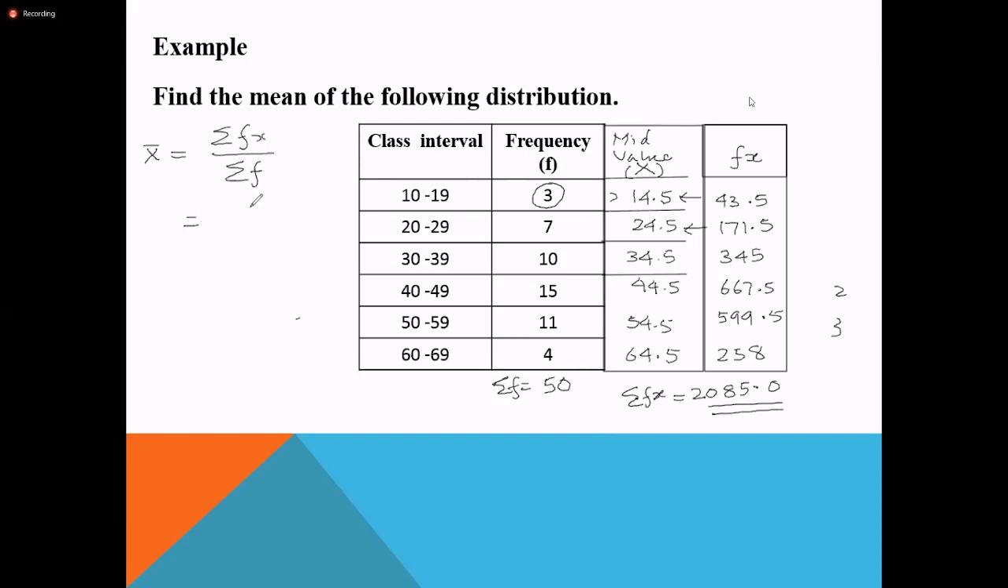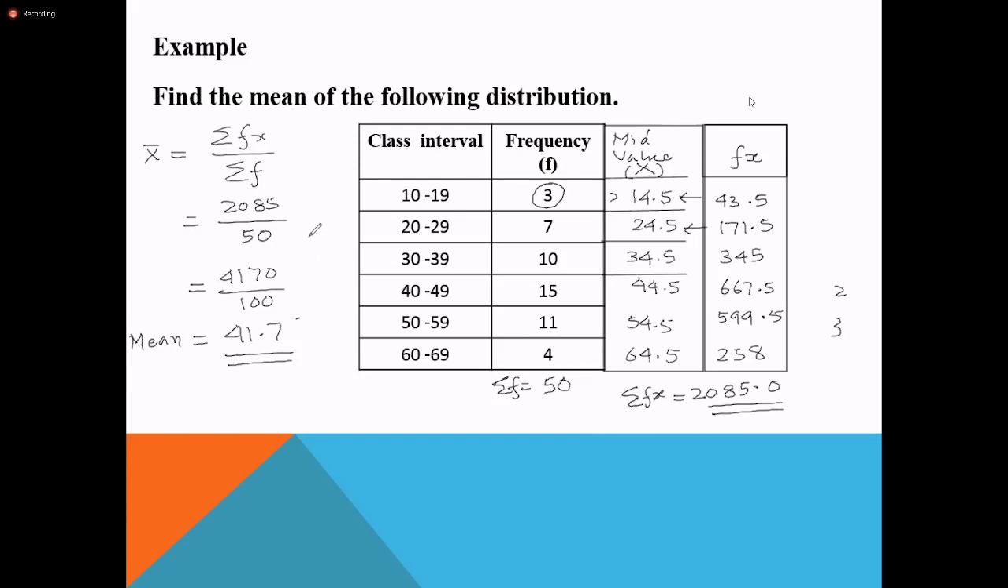Then here sigma fx is 2085 divided by how many students are here? Divide by 50. You can make this a division by 100 by doubling top and bottom. 2085 doubled, then 4170, divided by 100. Very easy then. Mean value is equal to 41.7. That is the mean.